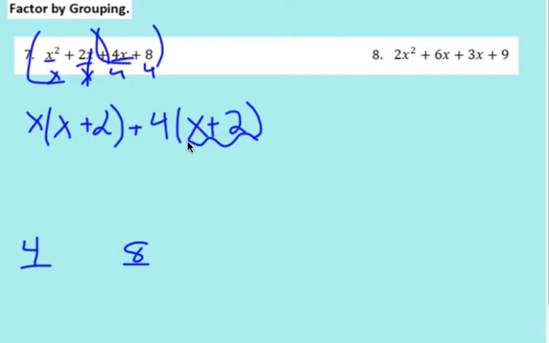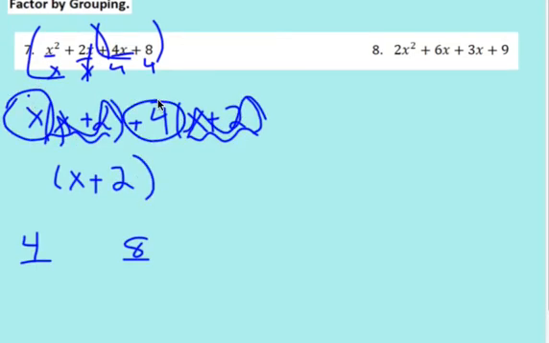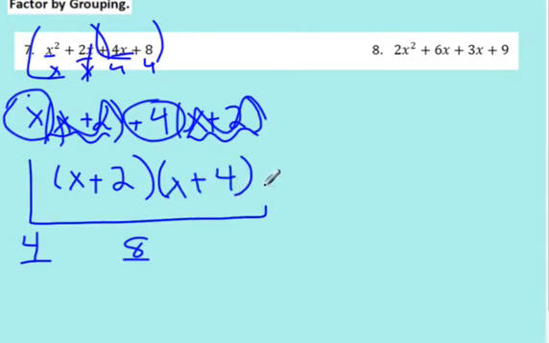So then I see that my leftovers match. That's a good thing. So then I can write my leftovers as one of my parentheses. And then in my other parentheses, x plus 4 is going to go as the second parenthesis. So whatever was left over on the outside is going to be my other parenthesis.